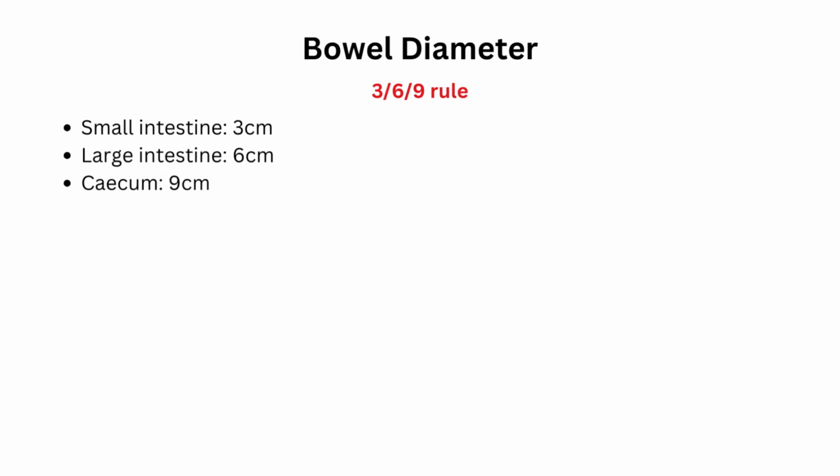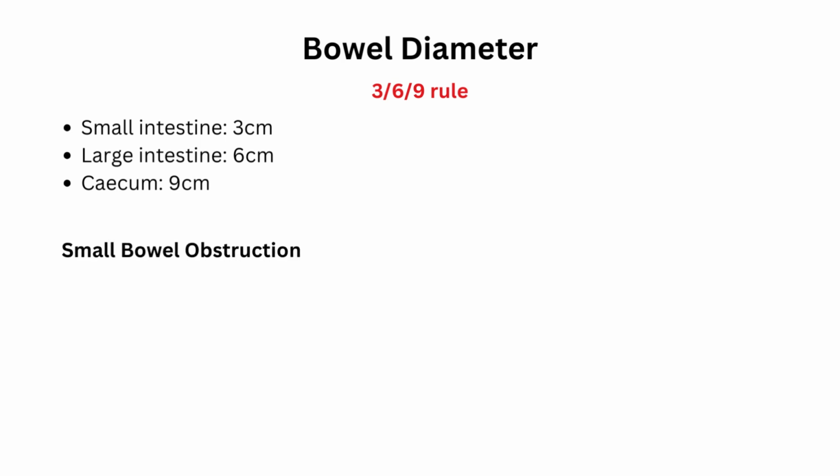Here we use the 3, 6, 9 rule. This represents the upper limit for the normal diameter of different bowel segments. In small intestine, it's 3 cm, colon 6 cm, and cecum it's 9 cm.